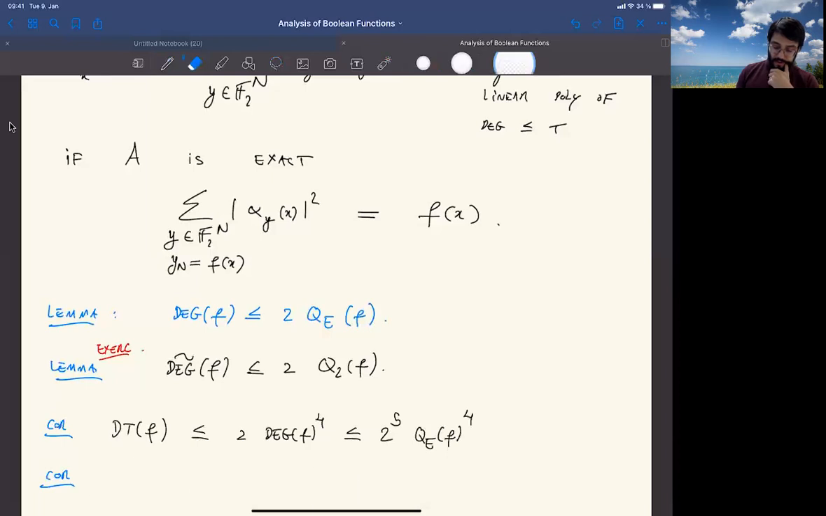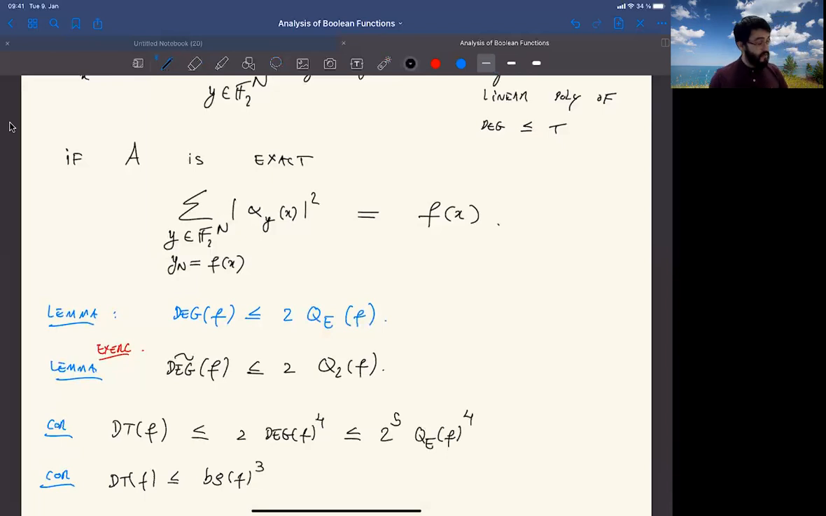Okay, so that's not the string of inequalities. What we want is that the decision tree complexity of f is less or equal than block sensitivity of f cubed. But block sensitivity of f is less or equal than degree tilde, because that was the reading exercise. I told you about degree tilde squared. So that would be 6 cubed and then degree tilde of f to the power 6.